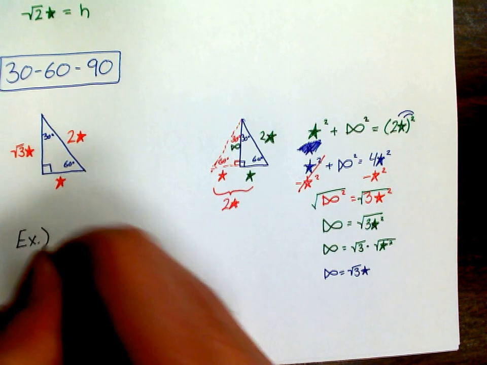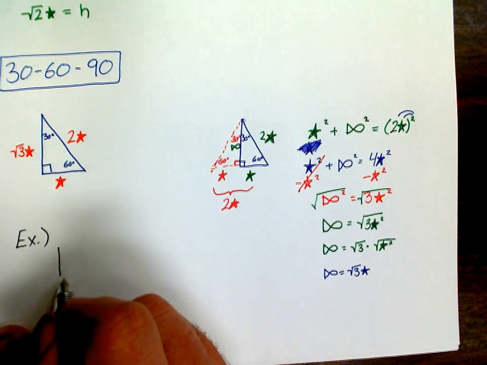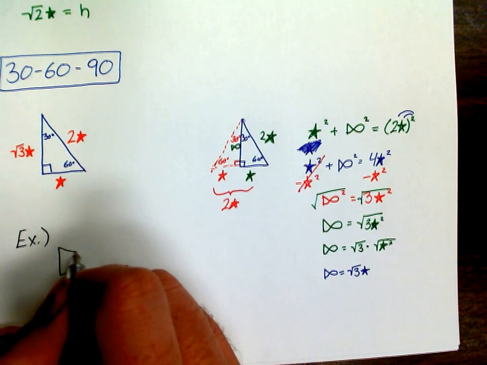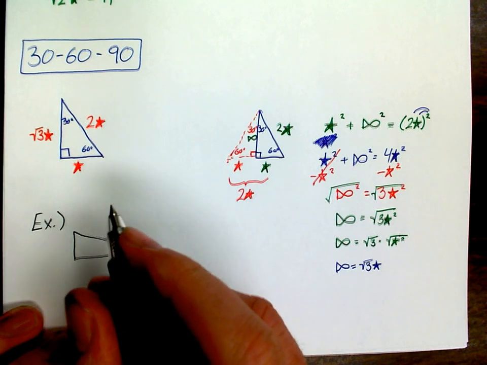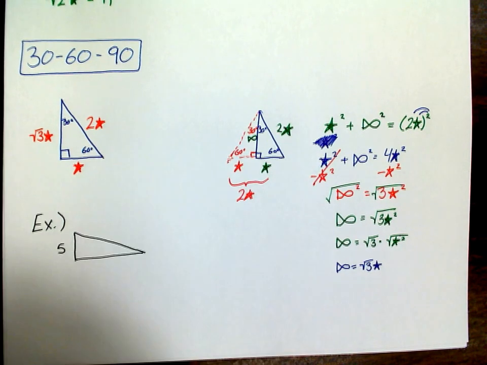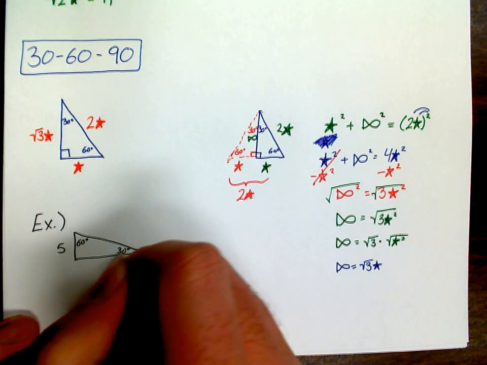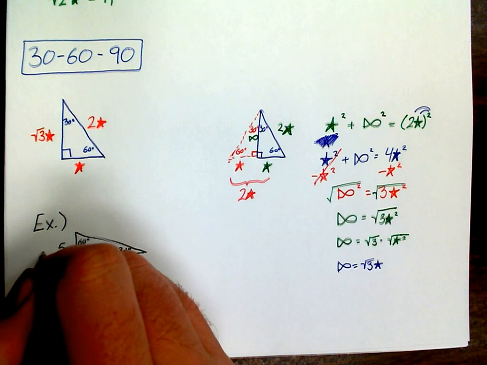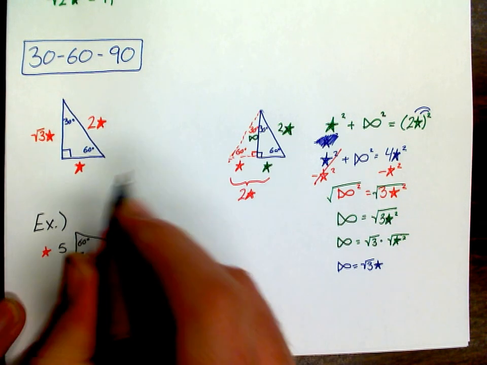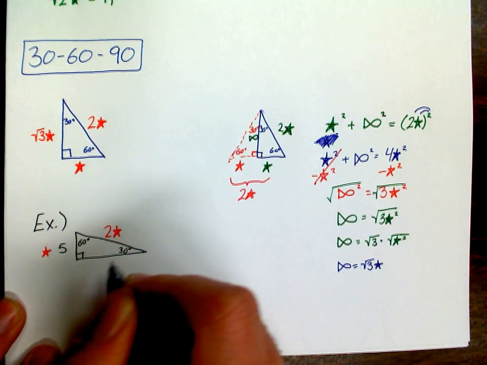Here we go. Let's do a triangle this way. And we shall call this side 5. The goal is to find the other two sides, if that's 60 and that's 30, and a right triangle. Again, I strongly recommend, let's label these sides. The short side is just star. The longest side, or the hypotenuse, is 2 star. And then the third side is square root of 3 star.